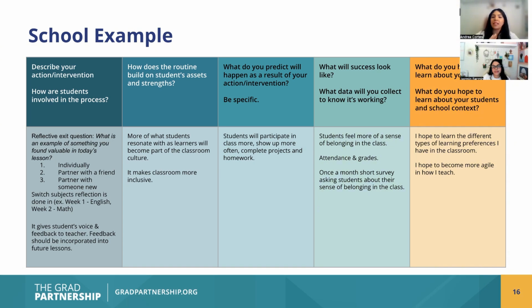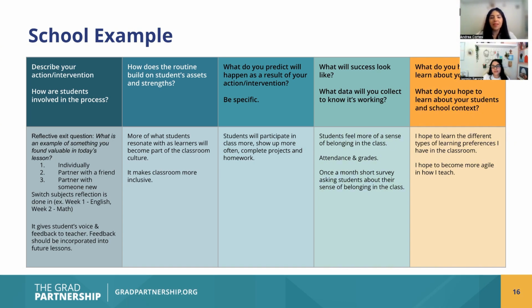They identified what success would look like for them. So for success for this group of teachers is that students felt more of a sense of belonging in the class. That success will look like higher grades and higher attendance. And they would be collecting data. They would be looking at their student grades, student attendance, and then once a month they would ask students a really quick survey about how they're feeling about their sense of belonging in the class.